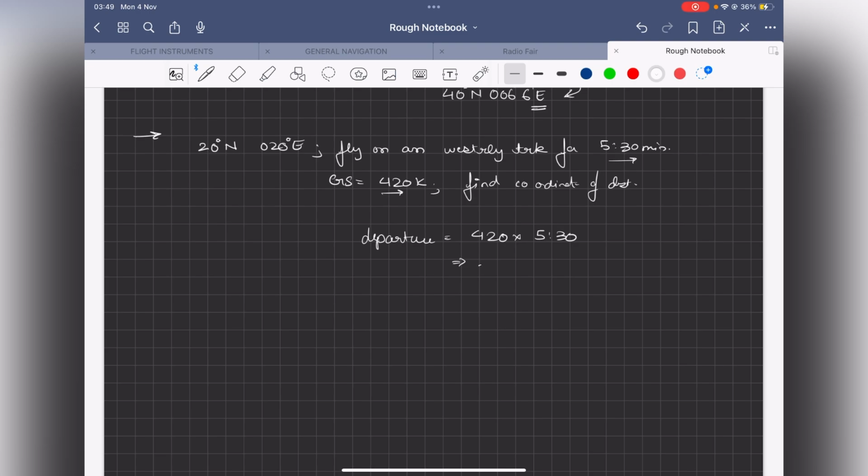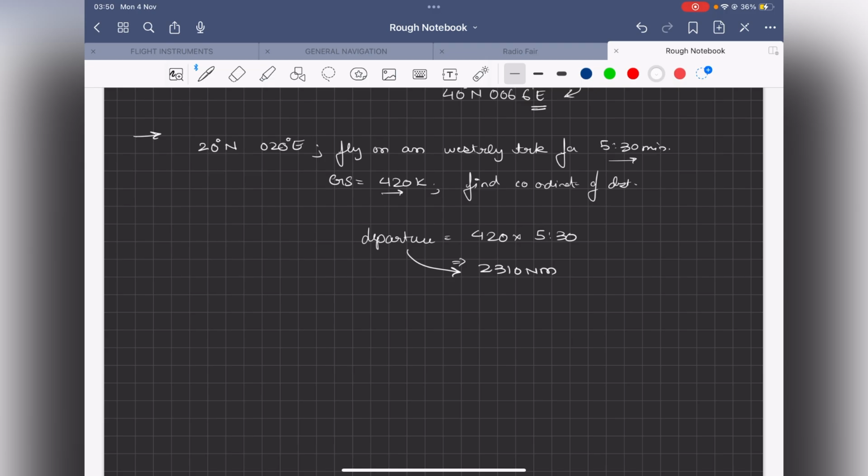I'm going to end up covering 2310 nautical miles. So this 2310 nautical miles is my departure, or distance traveled in the east-west direction. They're telling me that I'm traveling west for 5 hours 30 minutes at so and so speed. So distance is equal to speed into time. I calculated this distance and got 2310. This distance that I travel at specific latitudes in an east or west direction is what I call departure. So they're essentially the same thing. So I fly for 2310 nautical miles.